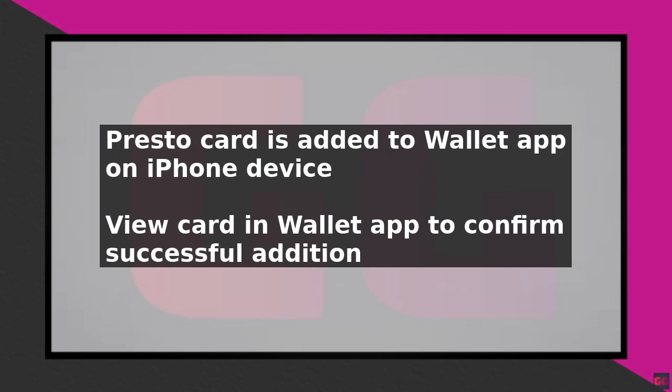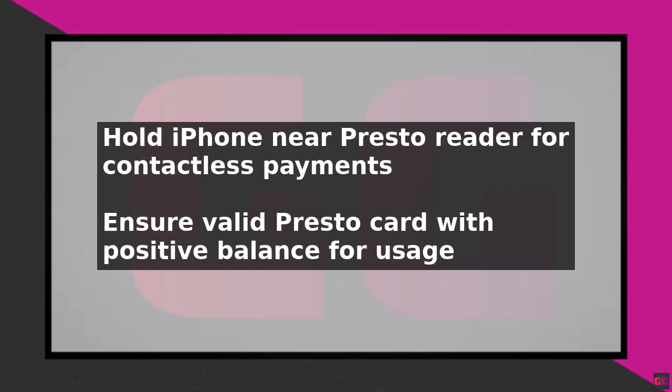You can use your Presto card in Apple Wallet to pay for transit fares in participating cities across Canada, including Toronto and Ottawa. To use your Presto card in Apple Wallet, simply hold your iPhone near the Presto reader when boarding public transit. You will not need to open the Wallet app or unlock your iPhone. Your Presto card will be automatically selected and the fare will be deducted from your account.